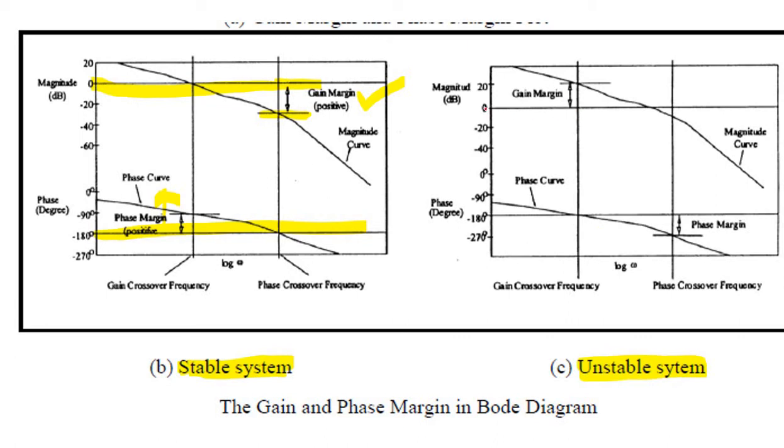However, if the gain margin, if we got here and then going up, and the crossover at 0 here and the magnitude here is actually greater than 0 dB. Oops, it should be less than 0 dB. Then the system is not stable.